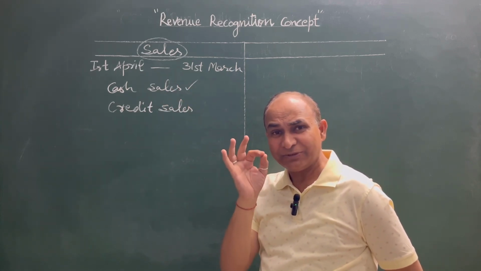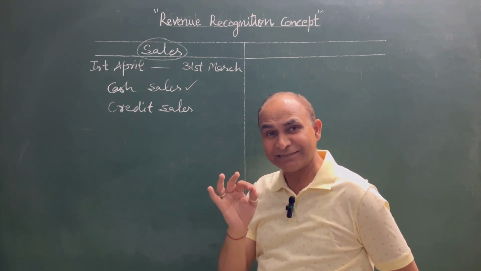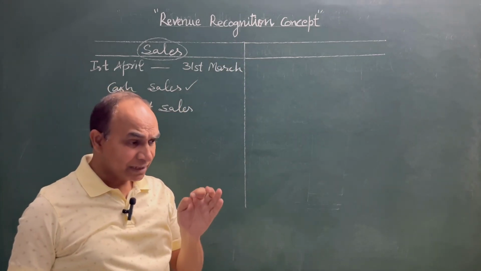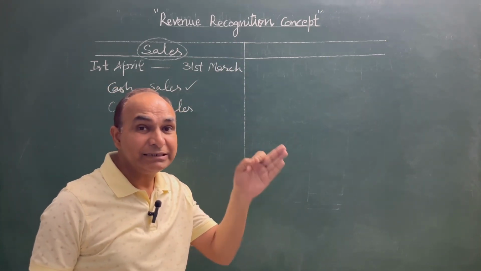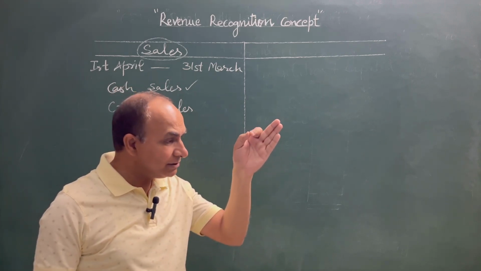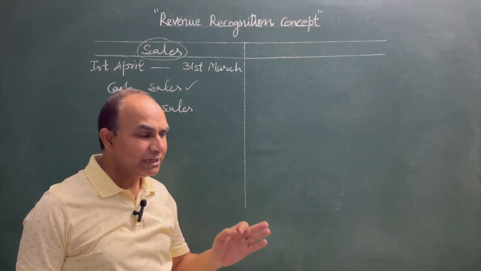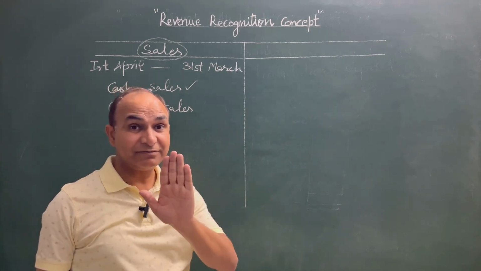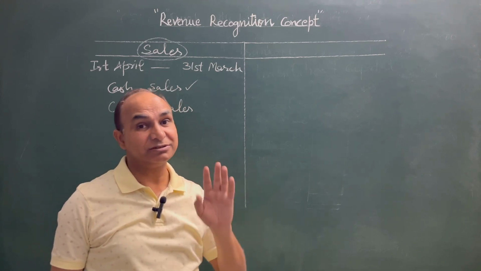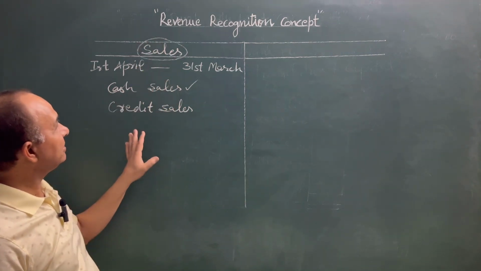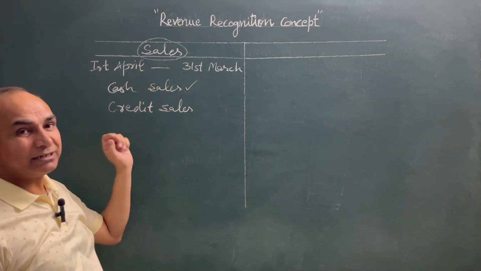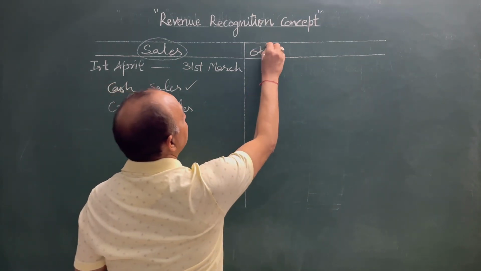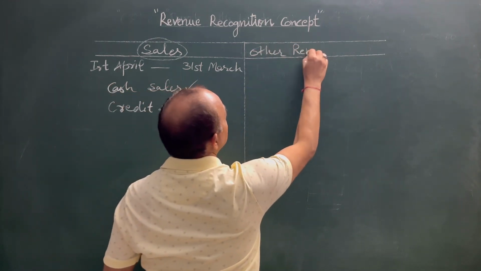This is the revenue recognition principle. This is the revenue recognition or realization concept. It means a sale, whenever made either on cash or credit, is immediately recorded into the books of accounts irrespective of when the amount will be received. This is the revenue recognition and realization concept. So this is the one aspect I told you regarding sales. Sale is immediately recorded. What about the other revenue items? You need to understand these items also.